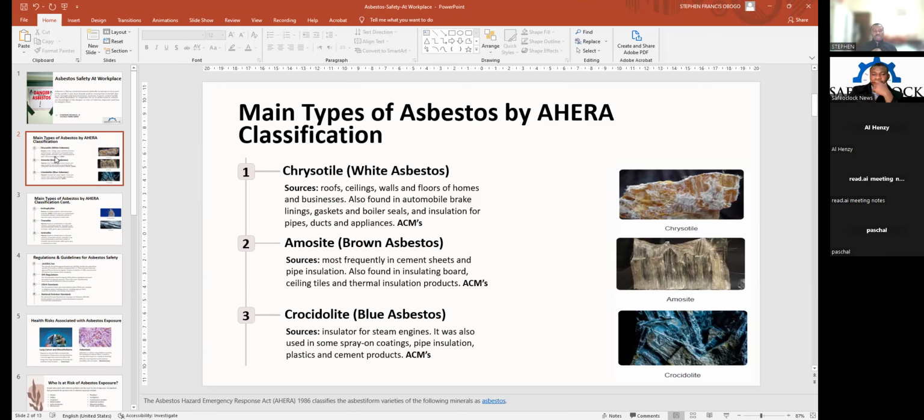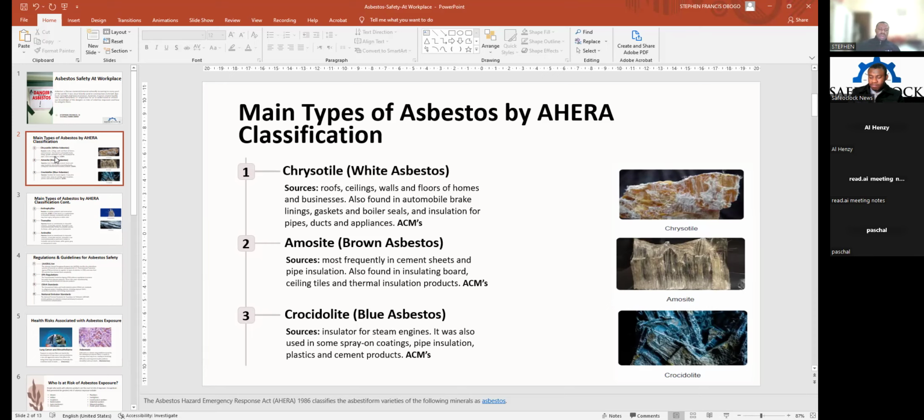It's also used in boiler seals, especially in industrial and some large facilities. It is used for sealing, as insulation for pipes, ducting work, and also appliances. These are things that we see in most buildings and most facilities. So by virtue of that, we discover that in such a facility, one way or the other, we have asbestos containing materials. Such materials are called asbestos containing materials.